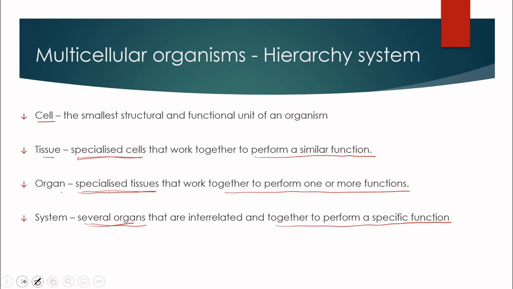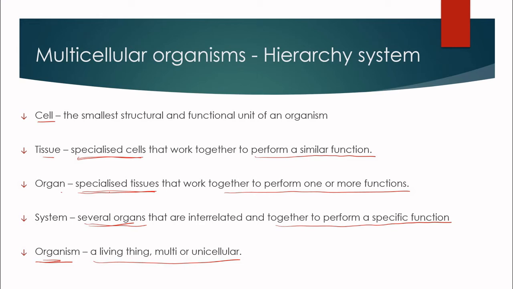And after system, you've got the organism in this hierarchy system. So hierarchy just means level. And in this case here, we're just looking at levels of complexity increasing. And finally, after system, you'll have organism, which is a living thing. Could be multicellular, could be unicellular, depending on which system you're talking about. But the organism is a living thing composed of many systems keeping that organism alive. So we go from cell to tissue, to organ, to system, and finally to organism.